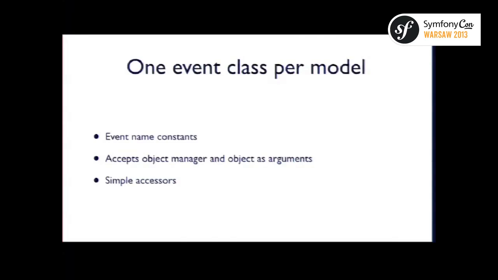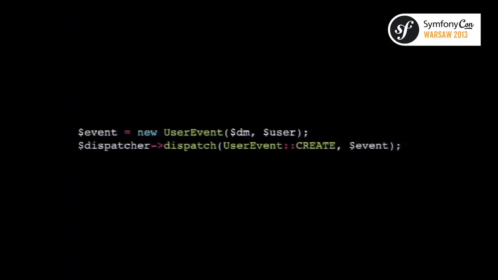Typically I start with one event class for each model. We've been talking about users, so I would have a user event.php file. Inside of that class, there will be some constants for each of the events that are fired pertaining to a user. It accepts the object manager and then the object in question as arguments, and the event class has very simple accessors to get at the data that's being curried around inside of that event. This is what triggering one of those events might look like whenever a user is created. New user event with the document manager and the user object, and then we dispatch this user create event.